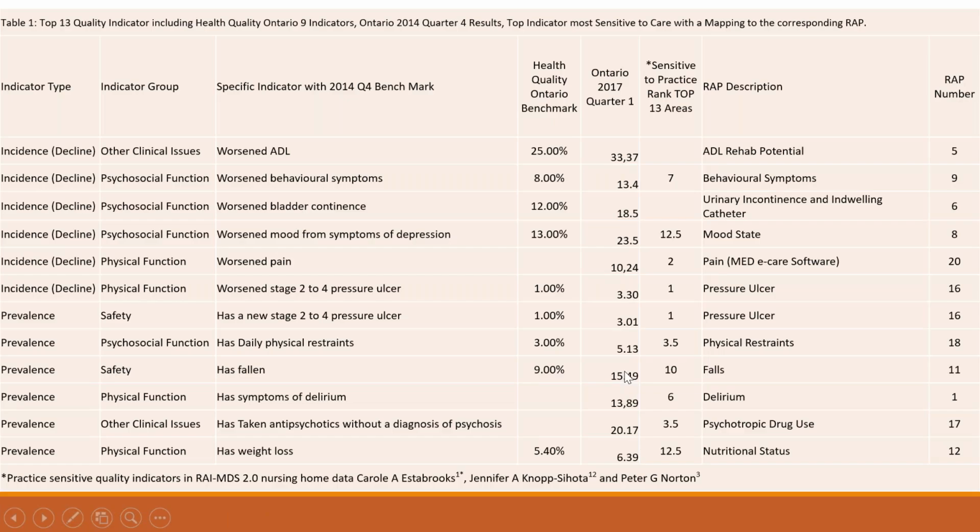Oh, I want to go back up there for a moment. Once again as well, this column right here in your report shows you those quality indicators that nursing care can have an impact on. And as I said before, this comes from Carol Esterbrook et al., who've done a study working with experts across Canada as to what are the top 13 areas that nursing can have an impact on. Notice that falls ranks number 10 out of 13. So it's not as easily altered or dealt with through nursing care as, say, ulcers or restraints.